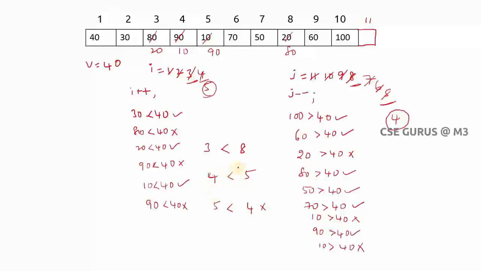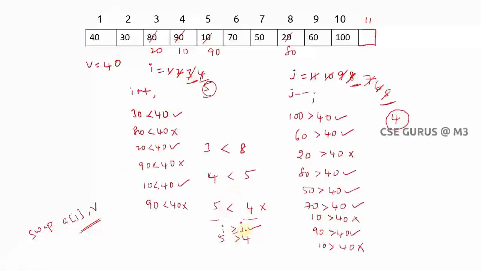If it is true, then you continue with swapping, then again repeat the same thing. Like this, when the condition I is less than j is false, now you need to stop this procedure. After stopping this procedure, what you need to do is check whether I is greater than j. Now this is true. Now what you need to do is, if it is true, swap a of j with v only, that is the pivot element, not with a of I.